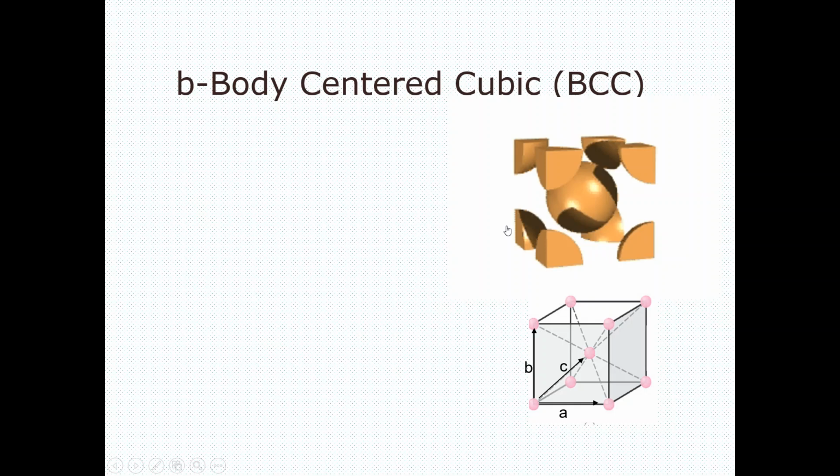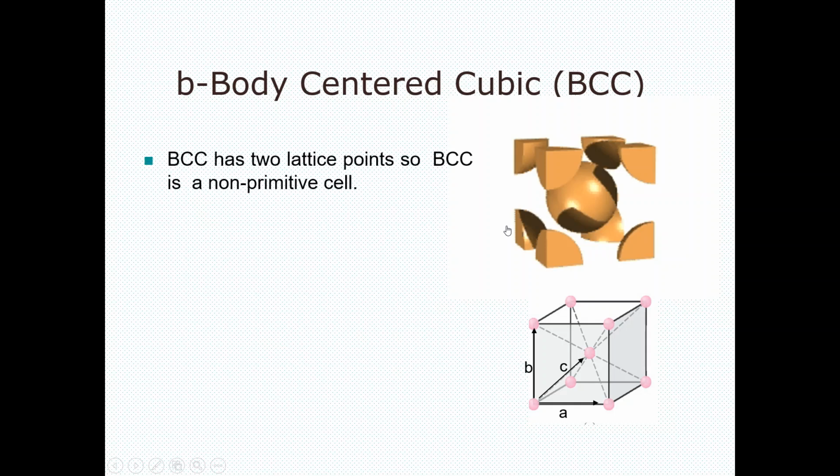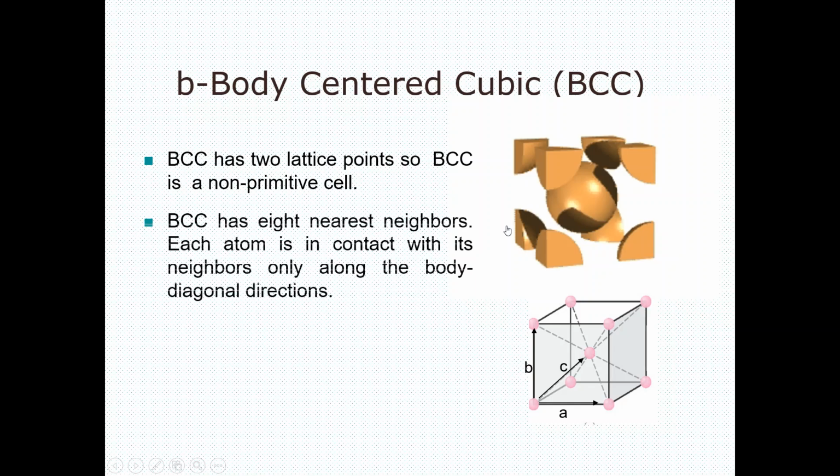The second type we have in the cubic crystal system is called body centered cubic. The body centered cubic has two lattice points. So BCC is a non-primitive cell because it does not have one lattice point per unit cell. Along with the corners, it also has an atom or a lattice point at the middle. That's why we cannot call it a primitive unit cell, so it is included in the non-primitive unit cells.